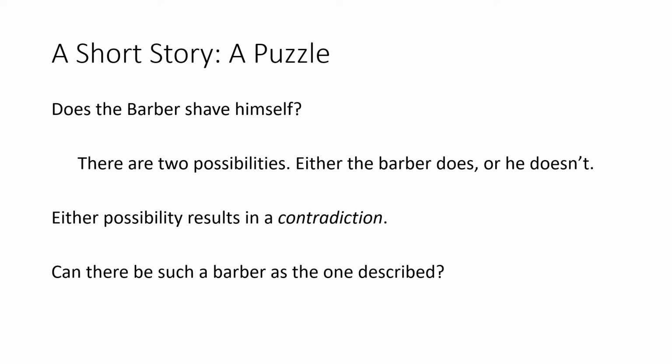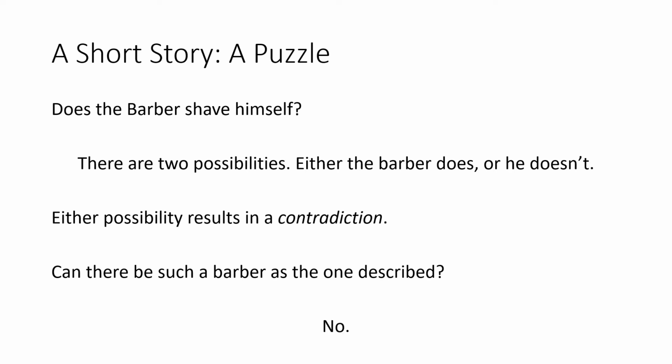So we had two options. The first option leads to a contradiction, and the second option leads to a contradiction. So it either has to be the case that the barber does shave himself or that he doesn't. On the supposition that he does shave himself, he both does and doesn't. And on the supposition that he doesn't, he both does and doesn't. Okay, so can there be such a barber as the one described?